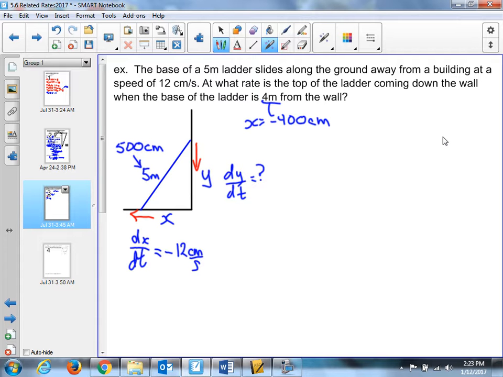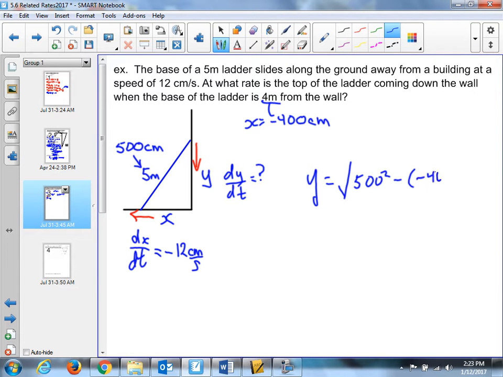Which do you want to do first? Find the y side when x is negative 400. What is y equal to? Let's do that, and then we'll get into the calculus. So y is equal to the square root. I'm going to skip the x squared plus y squared equals 500 squared and just go right into it. 500 squared, subtract negative 400 squared.